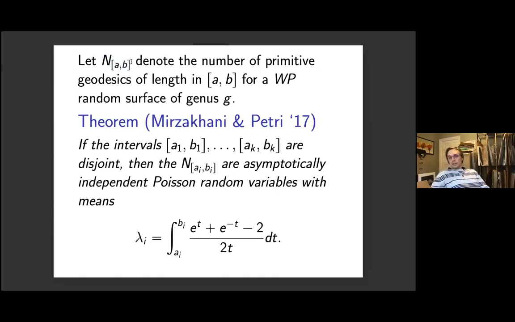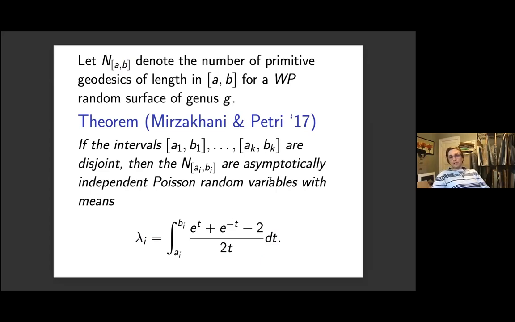So the full statement is as follows. These variables converge to Poisson random variables as the genus goes to infinity, with mean given by this value. And if you use disjoint intervals, then you get asymptotically independent random variables. This is an analog to the result for graphs that counted the number of triangles and the number of squares and the number of pentagons. So it's saying you get some finite, non-zero, non-infinite expected number of geodesics in a fixed length.